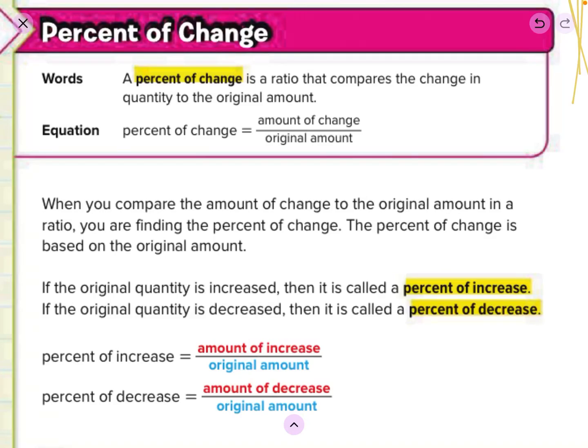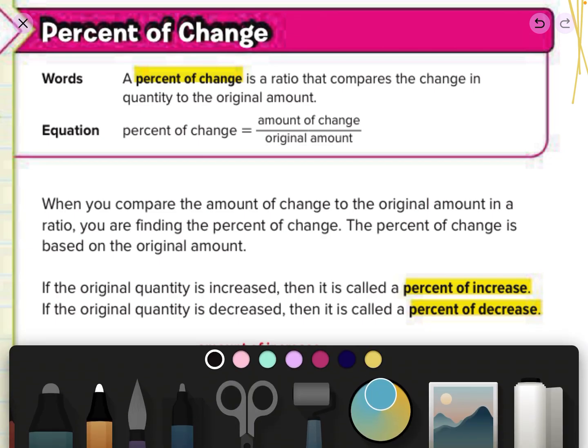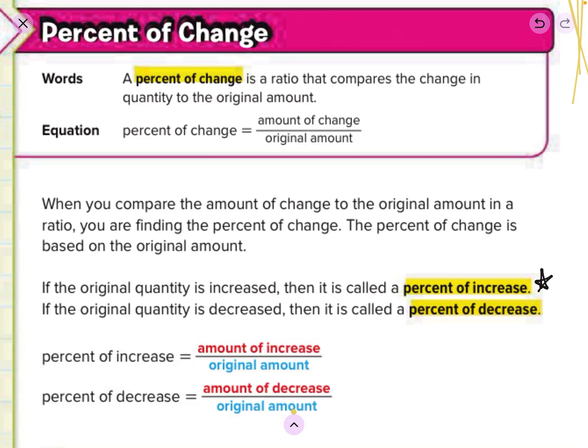Okay, so percentage change is looking at these problems a little bit differently. The percentage of change compares the amount of change divided by the original amount. Now, there's a couple things to do with this. The amount of change could increase, it could go up, or if it goes down, it is the percentage of decrease. If it decreases, it's going to be a negative. If it goes up, then it's going to be a positive amount.